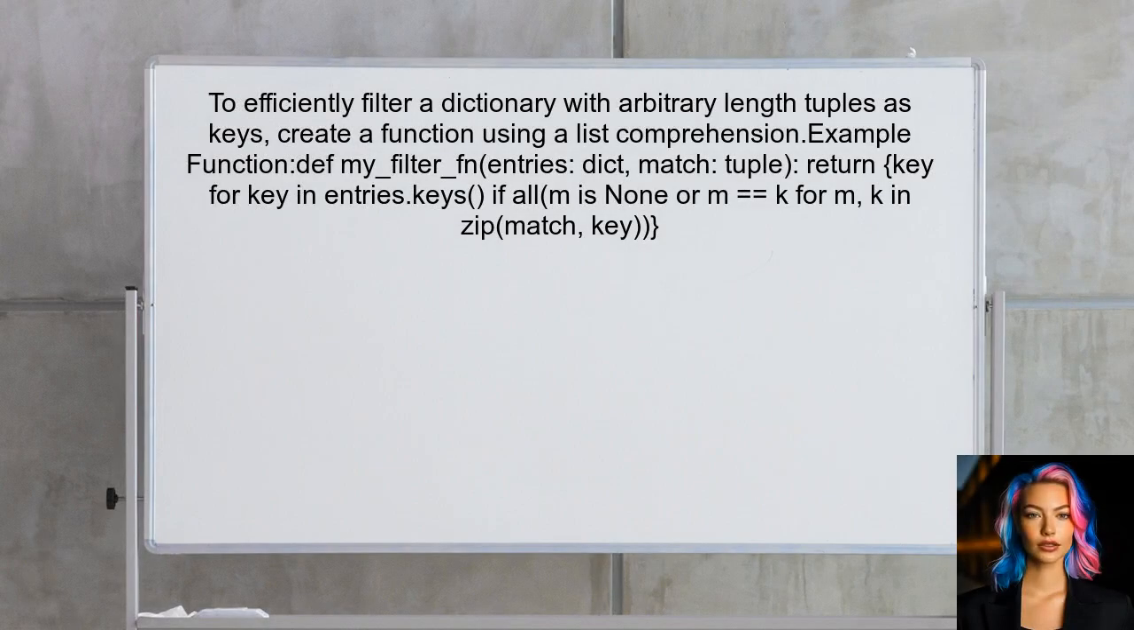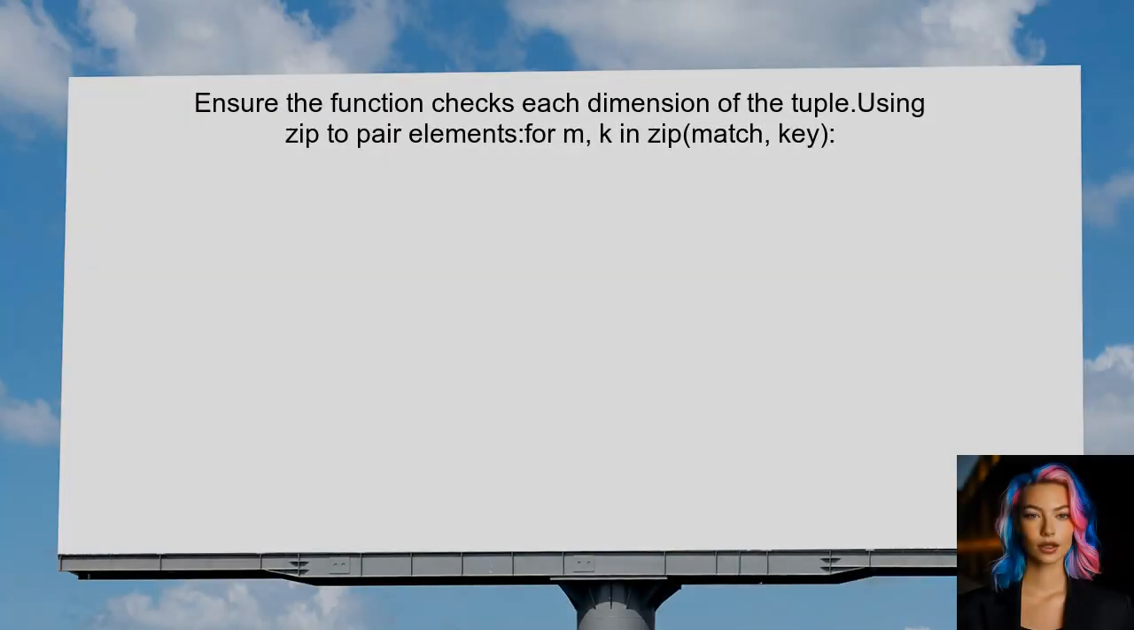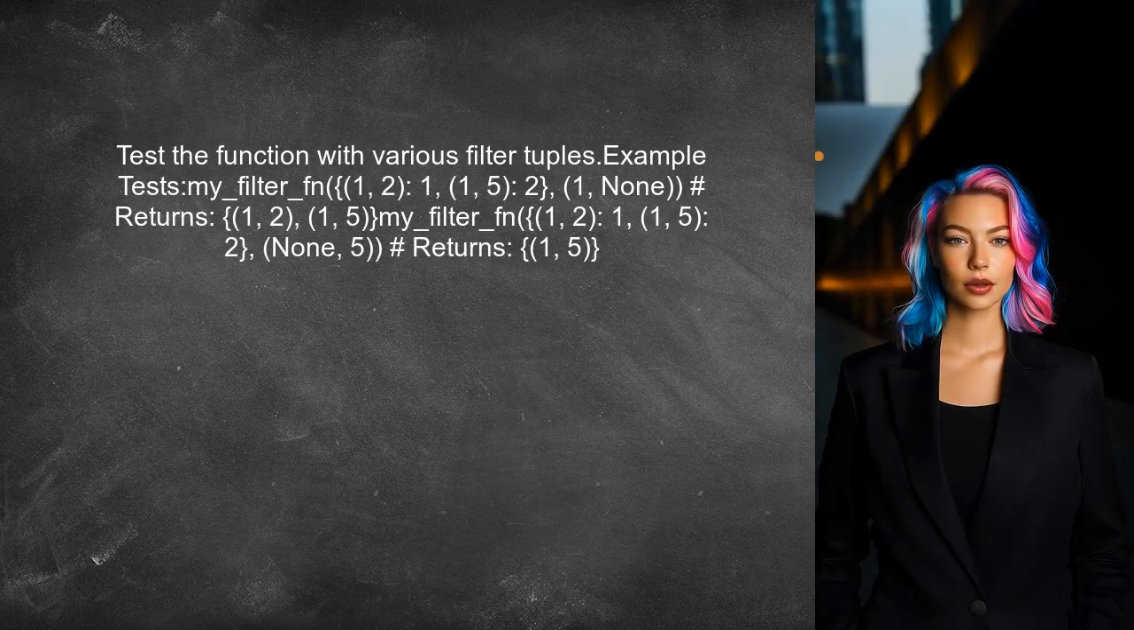To efficiently filter a dictionary with arbitrary length tuples as keys, the user can create a function that utilizes a list comprehension. This approach will help in quickly matching the filter criteria against the dictionary keys. Next, the user should ensure that the function checks each dimension of the tuple. This is done by using the zip function, which pairs elements from the filter tuple and the dictionary key tuple together. Now, the user can test the function with various filter tuples. This will demonstrate how the function returns the correct keys based on the filter criteria provided.